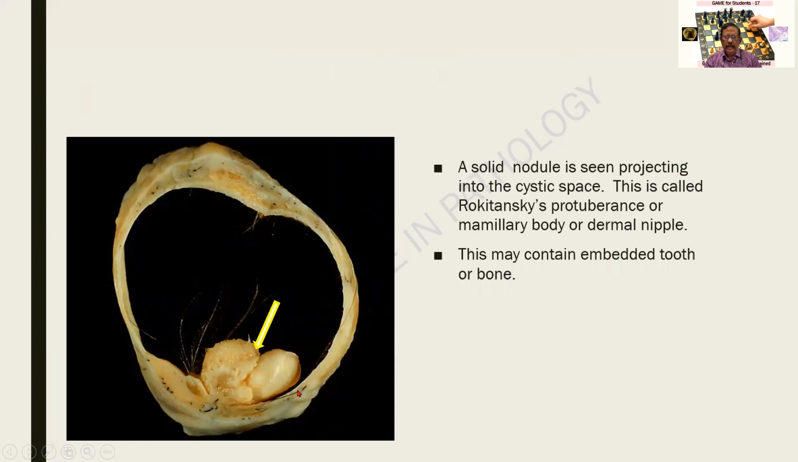This is again a schematic photograph of the same. I am finding a cystic lesion. The cyst measures so many centimeters or millimeters in thickness, and it is showing solid areas by the yellow arrow, and the black one is the cystic space. I am also finding strands of hair which are projecting into the cystic space. This solid nodule is called the Rokitansky's protuberance or the mammillary body or the dermal nipple. The importance is it can contain elements such as an embedded tooth or fragments of bone or cartilage.